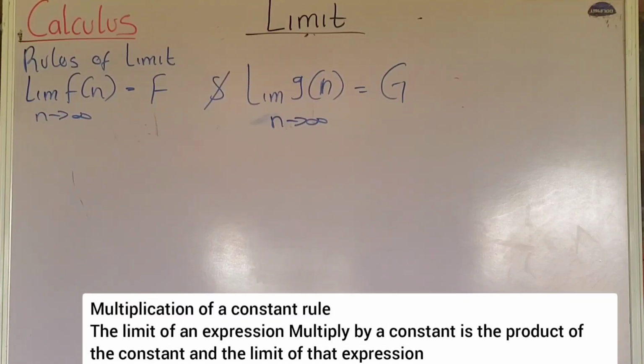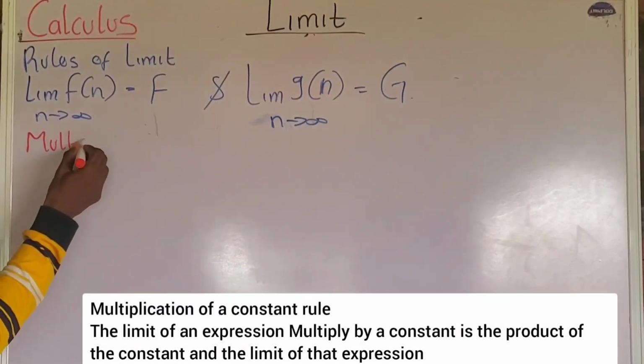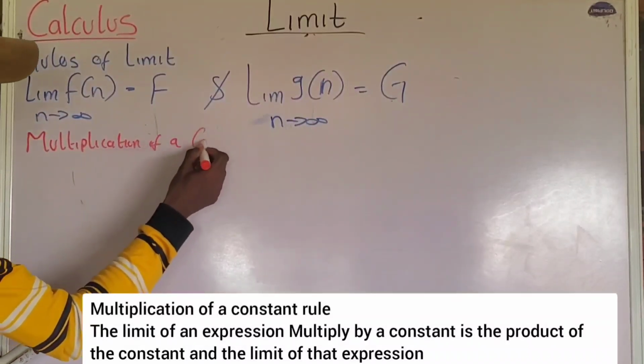Listen to the explanation again. I'm going to take it one by one. Just pen it down. The limit of an expression multiplied by a constant. Now, let's take the multiplication rule, multiplication of a constant.